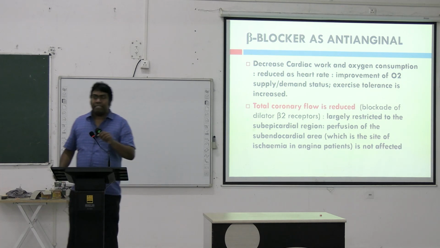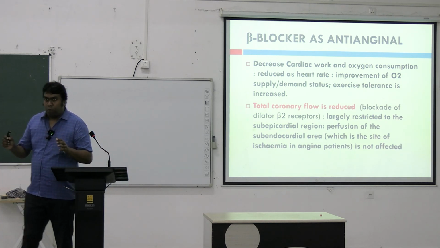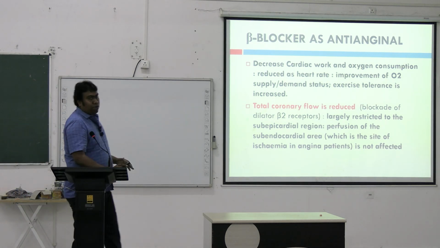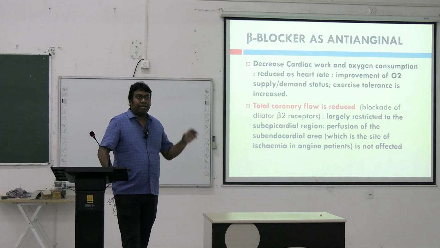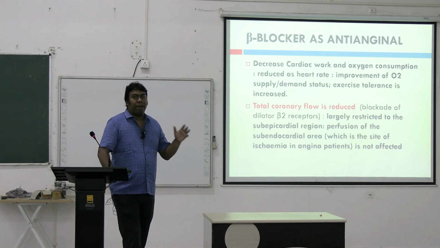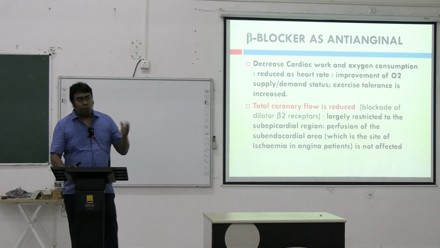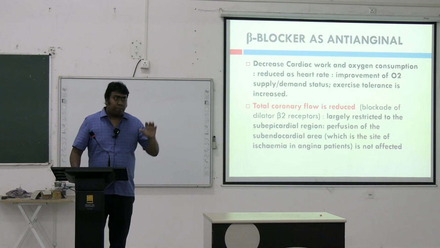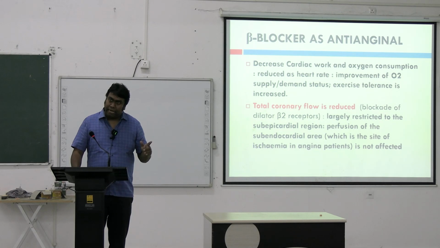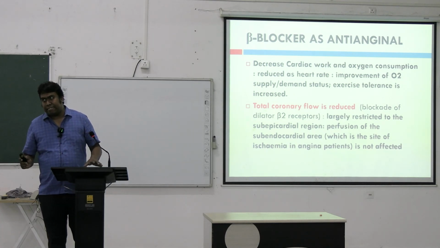But the first one in angina, they block the beta 1 receptor in the heart. By blocking that, there is less heart rate, less cardiac activity, less oxygen consumption. So the disbalance between the available oxygen and required oxygen will be less by reducing the demand for oxygen. Clear? Beta blocker as an anti-anginal. How can a beta blocker act as an anti-anginal?